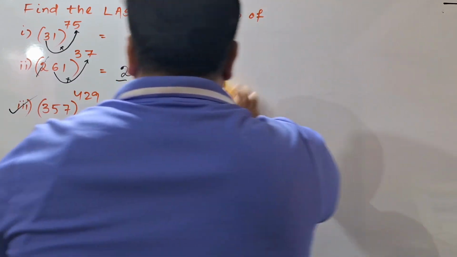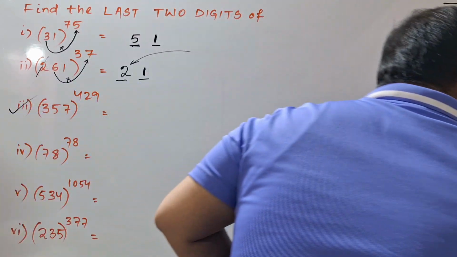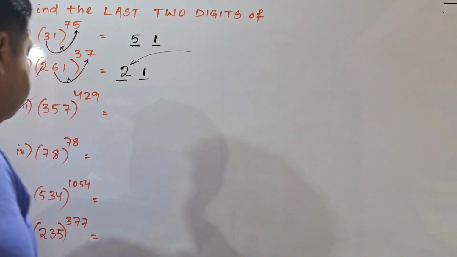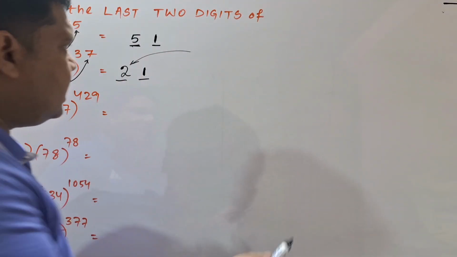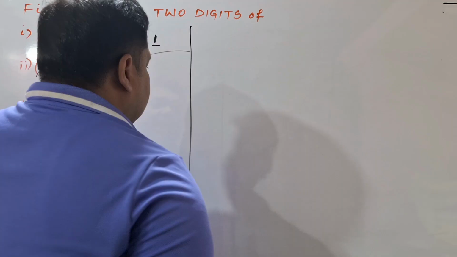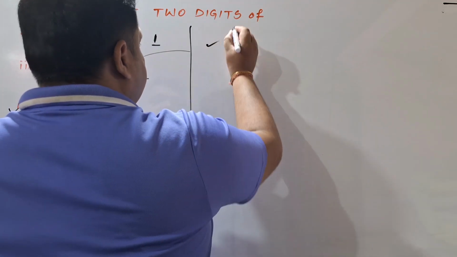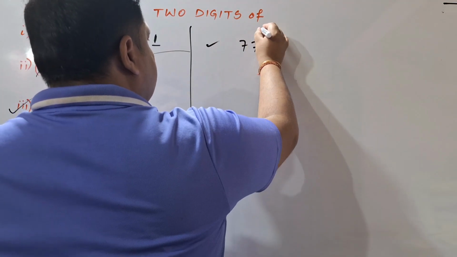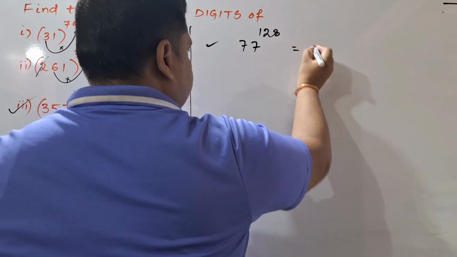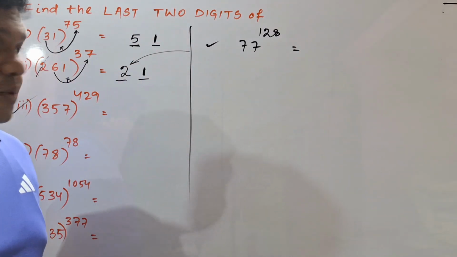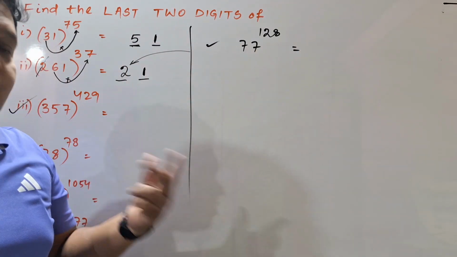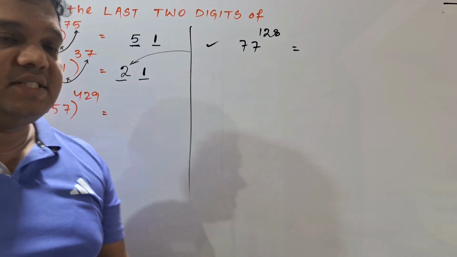If the base ends in 1, now you know the process. Now the question is, if the base ends in 7, what to do? So I will give you a different example. Let's say 77 to the power 128. For a base ending in 1, you know the process, but here the base ends in 7. So what to do? I have to do the modification.